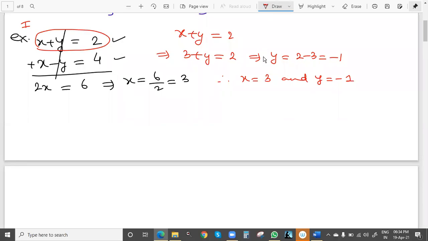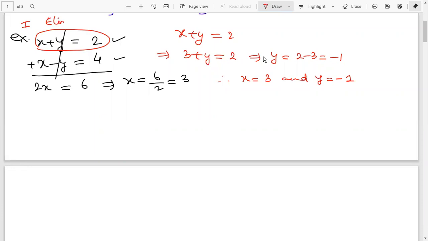See, this method is one method out of many methods. This method we call the elimination method. We'll see it in detail when we do the exercises, but here is the example. We are discussing one by one. It is the elimination method because we have eliminated one of the variables, x or y. Here we can eliminate x also. Any one value we can eliminate, eliminate means cancel. So we can do addition or subtraction, any one thing.